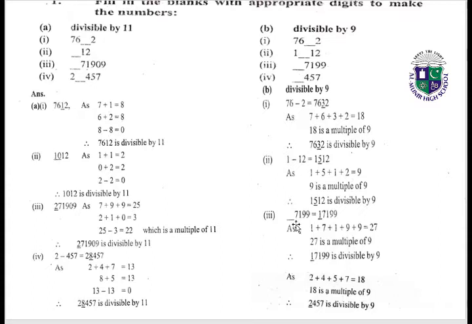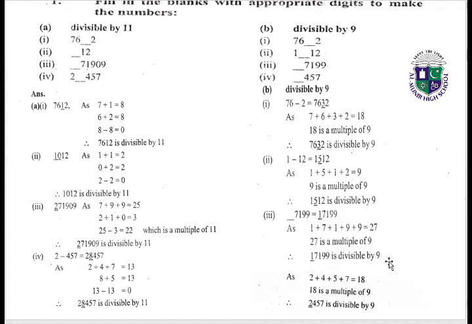Missing number. 7199. 1 plus 7 plus 9 plus 1 plus 9 equal 27. 9 plus 9 plus 9 is 27. 27 is a multiple of 9. 17,199 is divisible by 9.